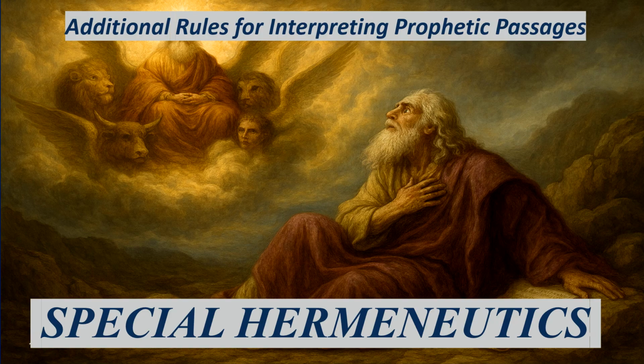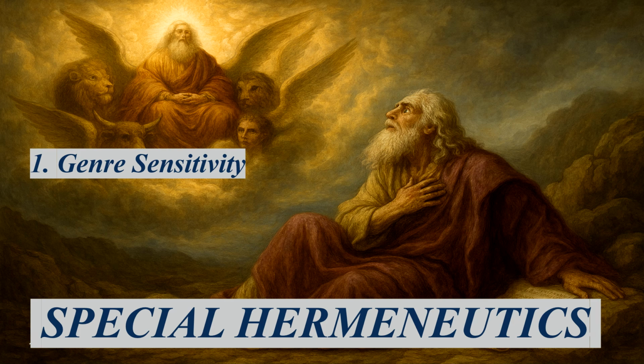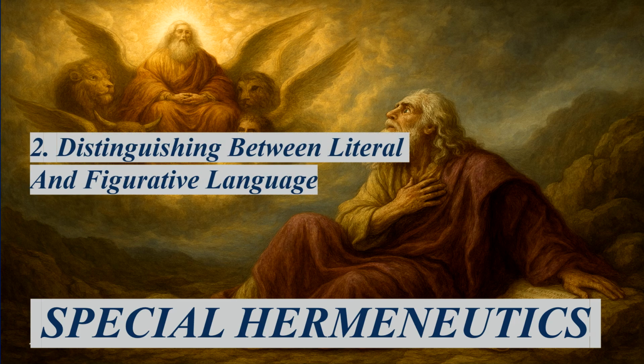The additional rules beyond the general principles of interpretation that we must keep in mind are, first of all, genre sensitivity. Prophetic and apocalyptic writings employ symbolic imagery, visions, and poetic devices. We must interpret them with a sensitivity to their literary form. Secondly, we must distinguish between literal and figurative language. Not every detail is meant to be taken with wooden literalism. Symbols, metaphors, and numbers often communicate theological truths rather than precise chronology.